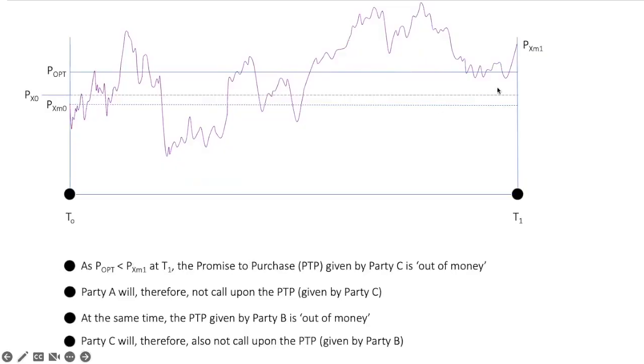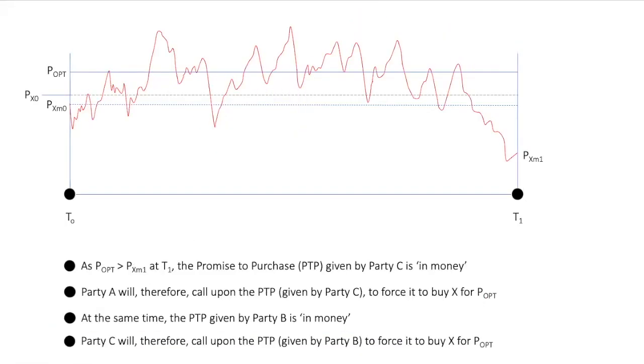Now, conversely, if at T1 the market price of the stock had gone up to this point, PXM1, in that case the two promises would be out of money. The promise to purchase given by party C is out of money. Hence, party A will not call upon that promise given by party C. At the same time, the promise given by party B would be out of money as well. Hence, party C will not be calling upon it. So basically, nothing would happen pursuant to the promissory arrangement. So this optionality is now, I hope, understood.